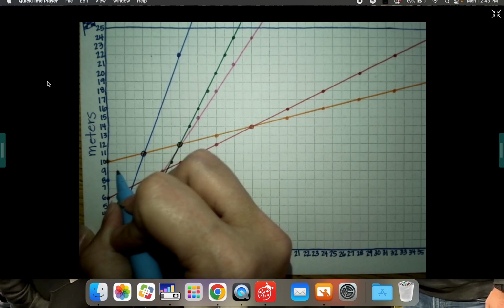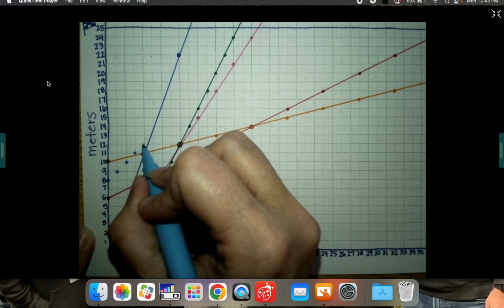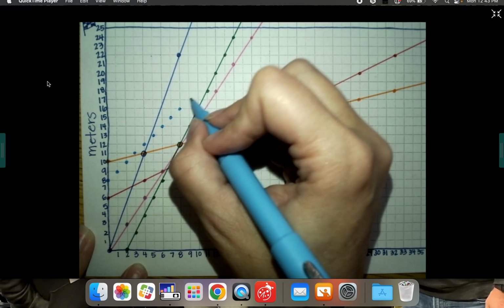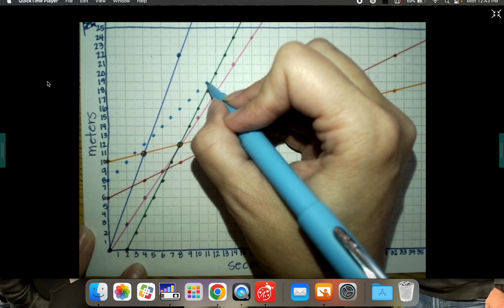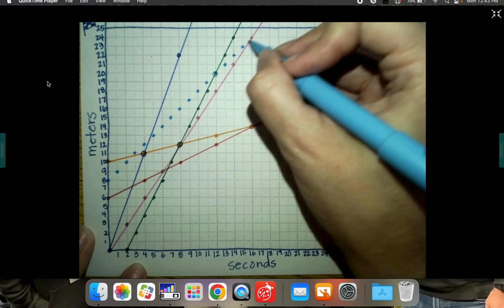So he's going to go up 1 over 1. 1 meter per 1 second. Up 1 over 1, all the way to the finish line. His line is going to be fairly easy to graph.